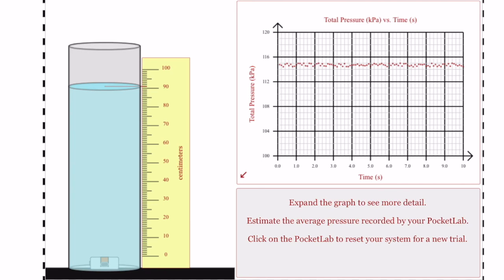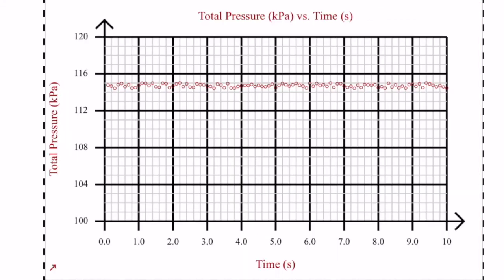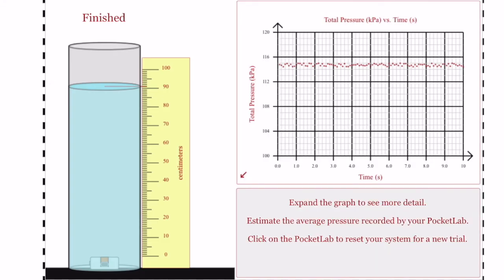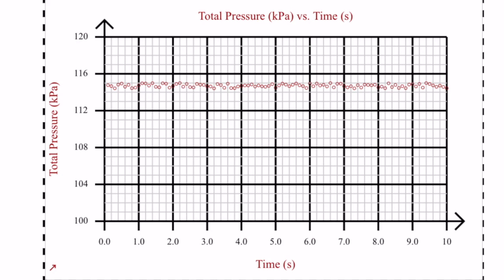If you'd like to see it more clearly, click on the little arrow in the bottom left corner of the graph. That will expand it so you can get a better view of the graph. You can shrink it back up at any time. In this case, you can see that you're somewhere between 114 and 115 kilopascals. You want to estimate as best you can so you can get the most accurate data possible.